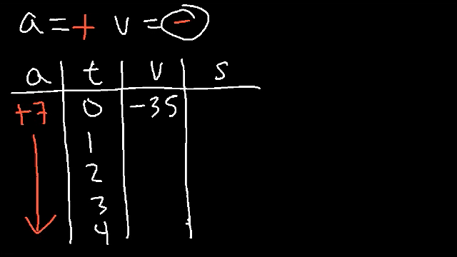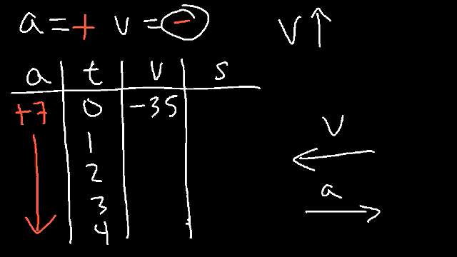So the acceleration is positive, and whenever the acceleration is positive, velocity is increasing. So right now, the particle is moving to the left, but the acceleration vector is towards the right. So 1 second later, the velocity is going to increase by 7. If you add 7 to negative 35, you're going to get negative 28. If you add another 7, negative 21. So every second, the velocity will increase by positive 7.